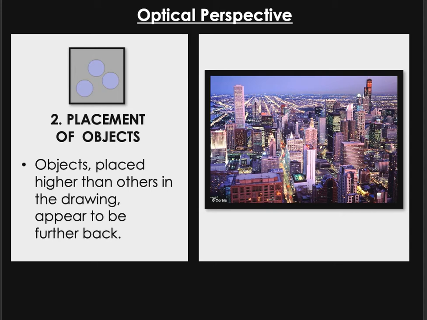Our second optical perspective technique is the placement of objects. When you are working on a flat surface, the objects that you place higher up than others in a drawing or in a painting are going to appear as if they are further back. Now, if you look at this picture, they've actually placed the horizon line very, very close to the top of that paper. So we are able to see the tops of some of our buildings. So it looks as if we are a bird in the sky. Again, some of these buildings that are placed up closer appear as if they are further away from us.